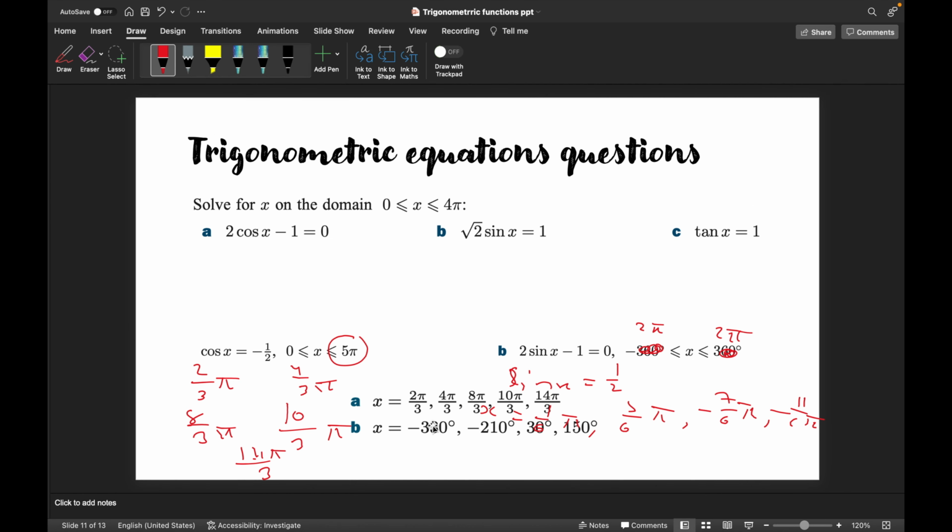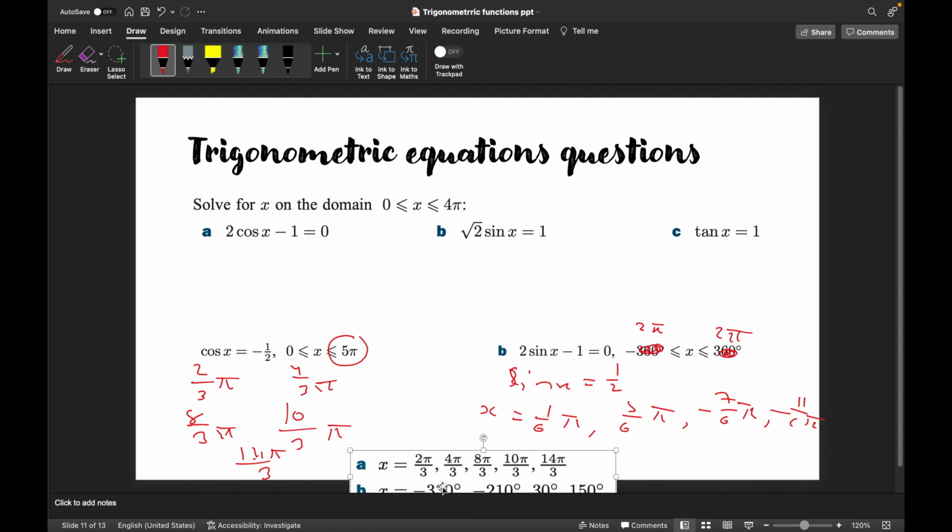Now let's look at the answer. Let me just move it here. Okay, we got 2 by 3 pi, 4 by 3 pi, 8 by 3 pi, 10 pi by 3, and 14 pi by 3. So we got this part correct. And now these are essentially the same, so it doesn't matter. But in the exam, do not do this. If they ask in radians, do that. If they ask in degrees, do that. Please do not mix up the values. You're going to lose a lot of marks.